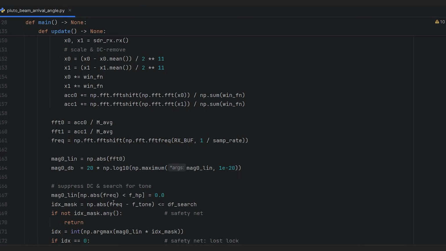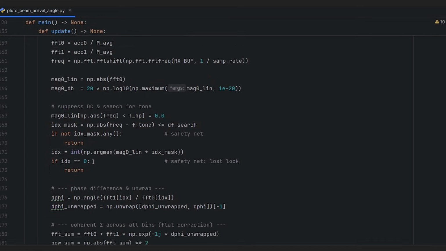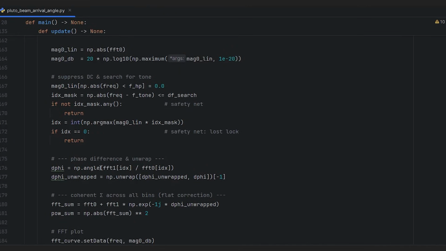And in that search window, we make sure, for instance, if we are looking at a 637 kilohertz tone, if the search window is 7 kilohertz, we add up from 630 all the way to 644, so that we make sure even if there is a frequency mismatch, we'll see that received power in the receiver. Then we find the received power at both channels and calculate the angle, the relative angle between them.